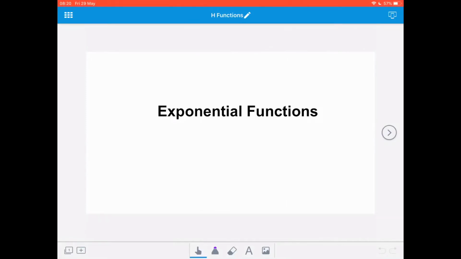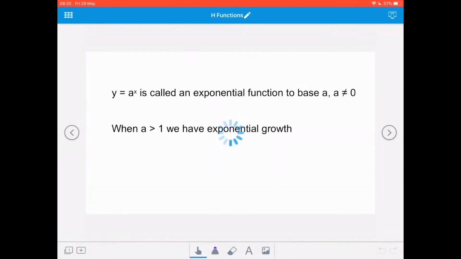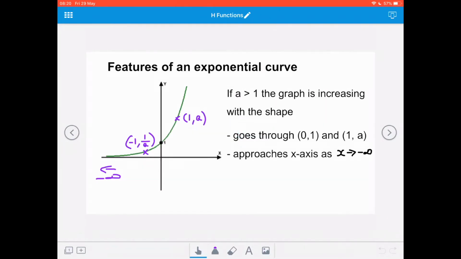So we're looking at exponential functions. Y equals a to the power of x is called an exponential function to base a, and a cannot be 0. So when a is greater than 1, we have exponential growth. The features of an exponential curve are that if a is greater than 1, the graph is increasing with this shape. It goes through the points (0, 1).